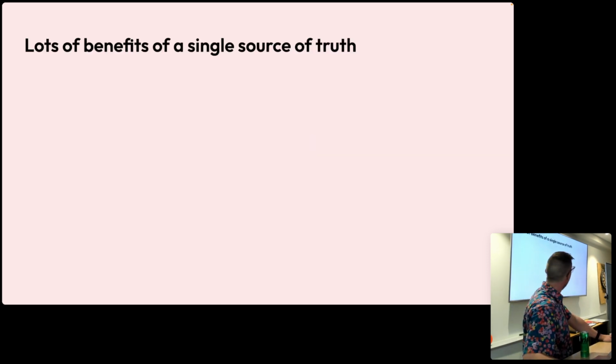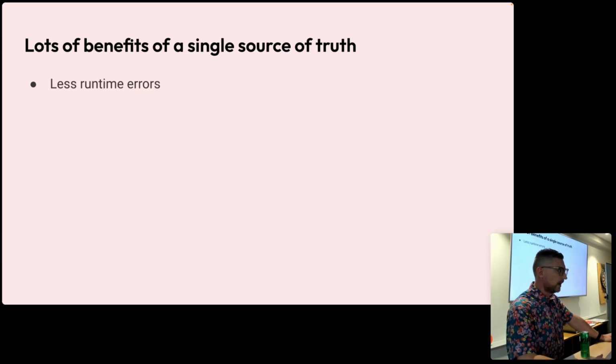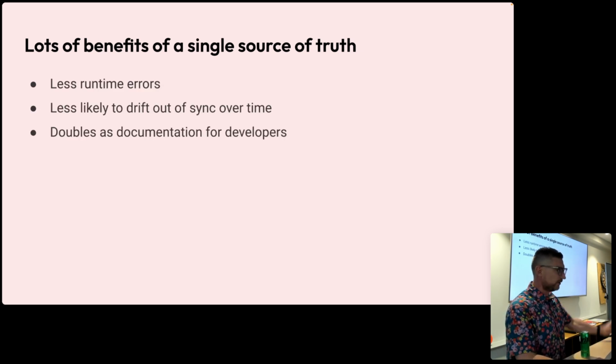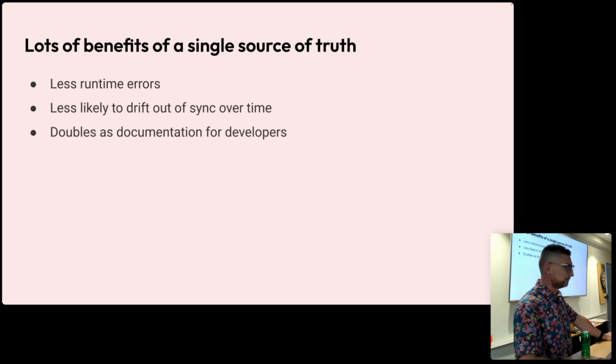So there's heaps of benefits of having just one place be the source of truth for how your API works. Less runtime errors, hopefully, less likely to drift out of sync over time. I shouldn't have made these animate because I can't remember what I wrote. Now I have to read it at the same time you're reading it.